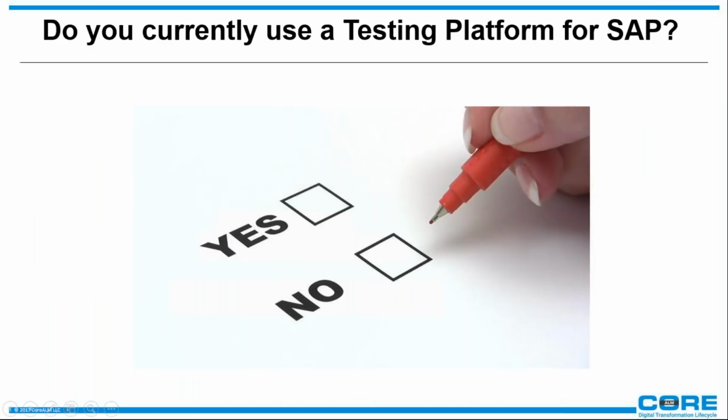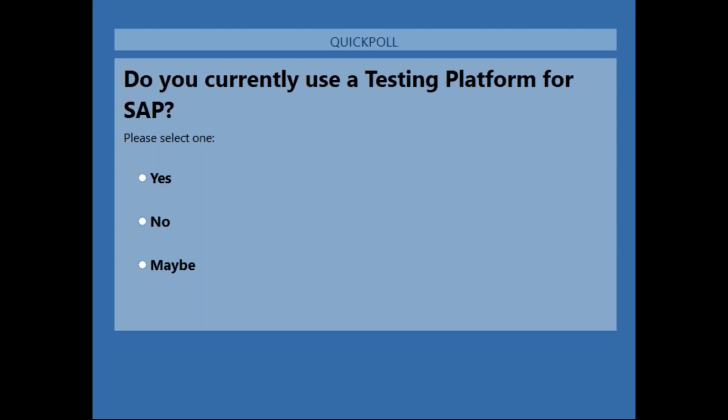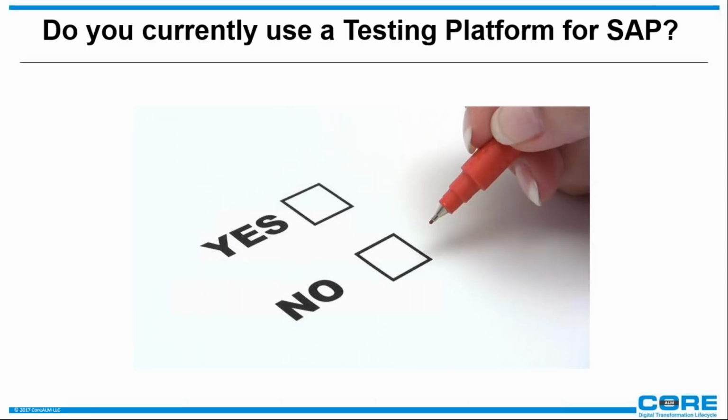So now we're at a second poll question. You should see the poll question come up now. Are you currently using a testing platform for SAP? That means, like, HP Quality Center, for example, or HPLM now, or maybe you're already using SAP. So we'll leave that open for a minute for you to record your results.